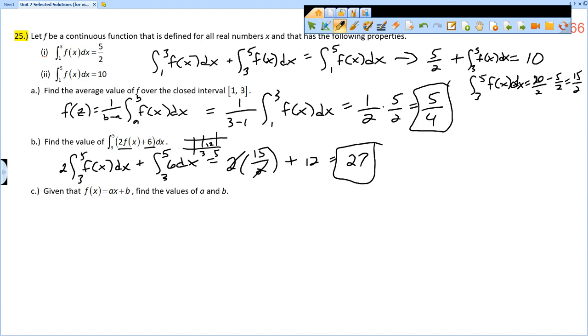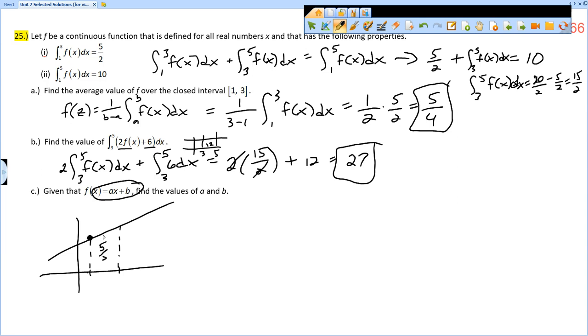Now it says, given that f of x equals ax plus b, find the value of a plus b. This is one where I like to solve graphically. We're told that the integral from 1 to 3 is 5 halves. You're also told that f of x is a line, ax plus b. So I'm going to draw an example of a line, and here's 1 and here's 3. Now, the area under this curve from 1 to 3 is 5 halves. That's what we were told.